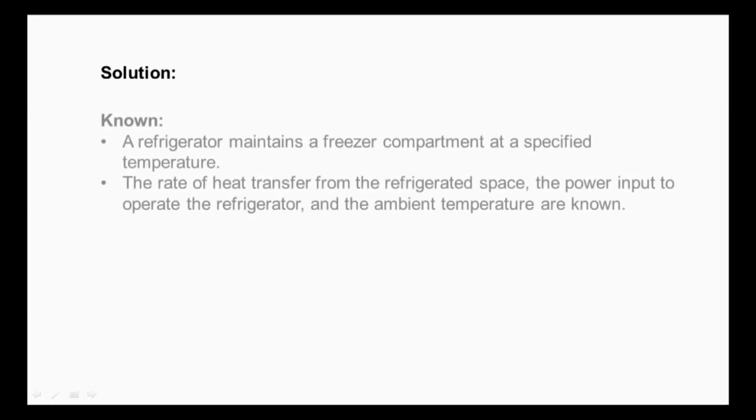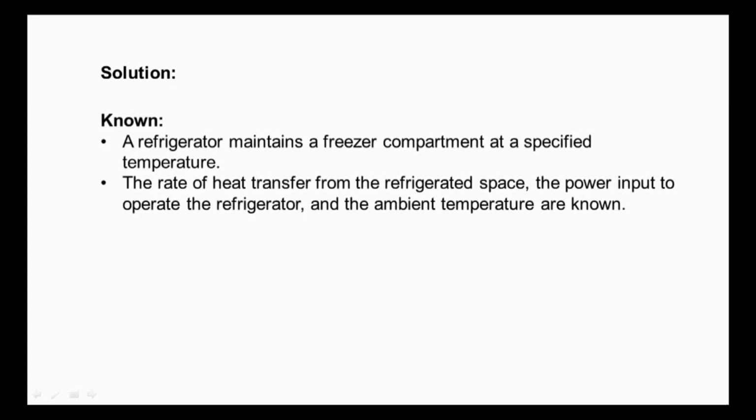Let's start to develop the solution. The first thing we need to do for any problem solution is to summarize what is known. This is essentially the same information we highlighted in red in a critical read of the problem statement, as a bulleted list. A refrigerator maintains a freezer compartment at a specified temperature, and the rate of heat transfer from the refrigerated space, the power input to operate the refrigerator, and the ambient temperature are known.